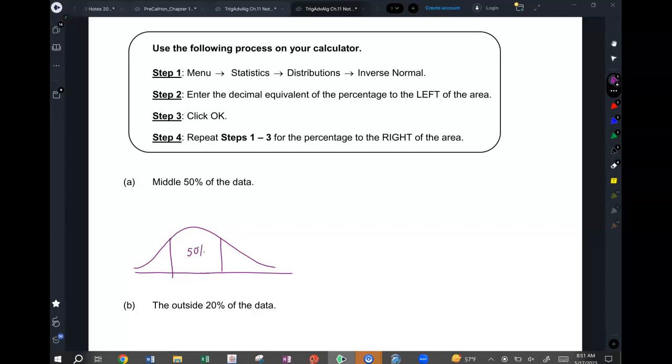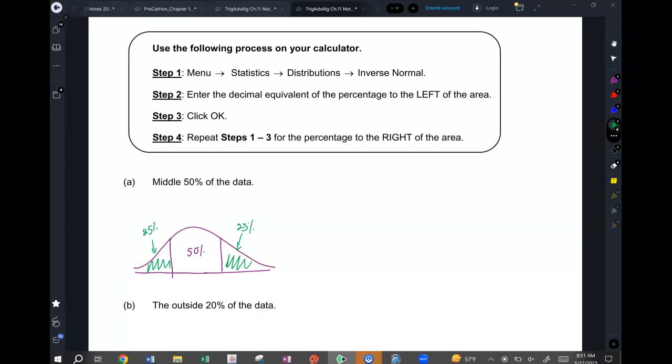Does that make sense to you? We're eyeballing. That's 50% of the data. Now, if this is 50% of the data, in the outer regions, 25 each, right? So if this is 50%, that means in the outer regions, I have 25 and 25.